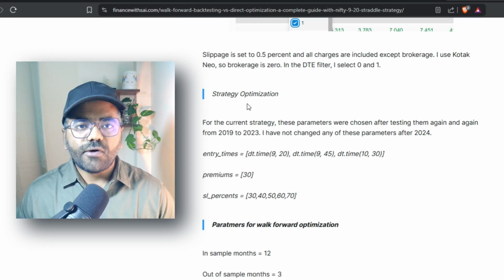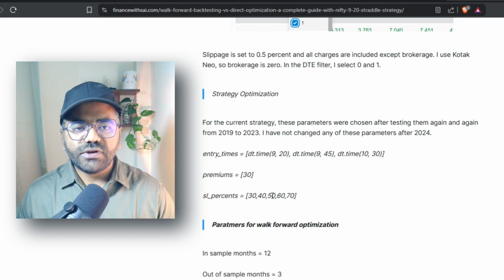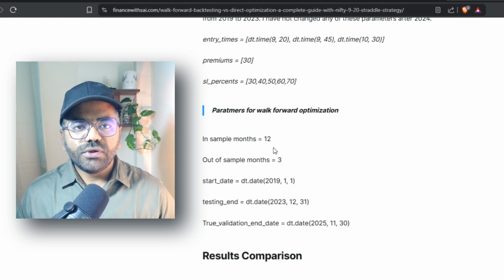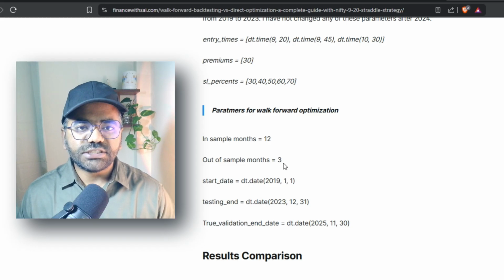For Walk-Forward optimization, we are going to use 3 parameters, which is entry time. Instead of 9:20, we are going to use 9:45 and 10:30. Premium we will keep as 30, but for SL percentages, instead of 50%, we are going to check 30 to 70%, separated by a 10% gap between them. So in sample is 12 months and out of sample is 3 months. For every 12 months, we move the period by 3 months and then test it on the 3 months.